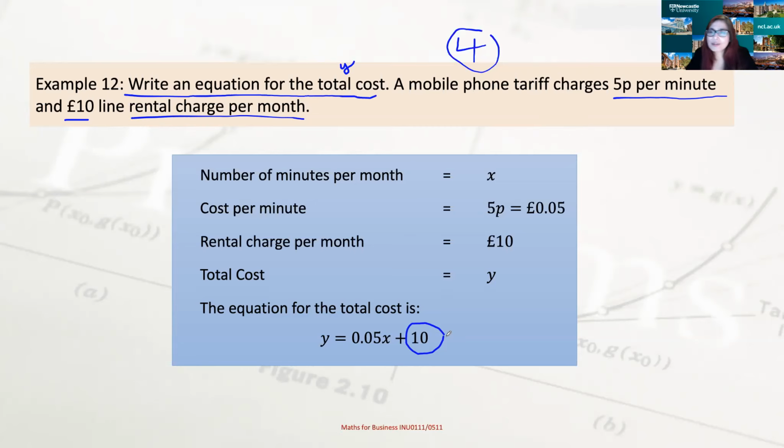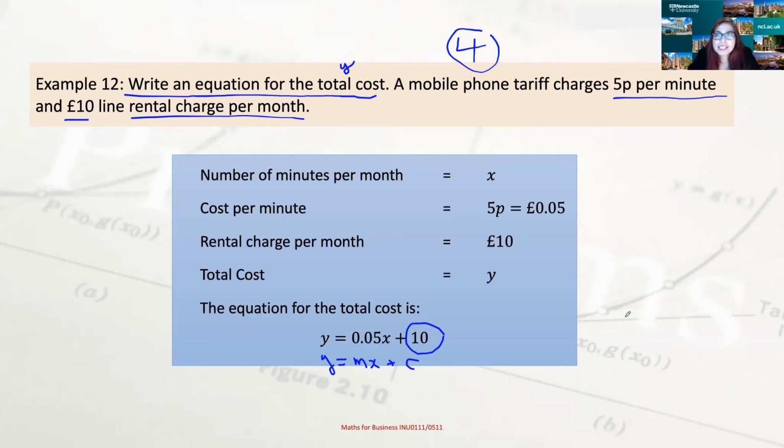So there are four ways now. You can be asked in four different ways to find the equation of a straight line. So this is a straight line. Why do I say this is a straight line? Because it's in the form y is equal to mx plus c.